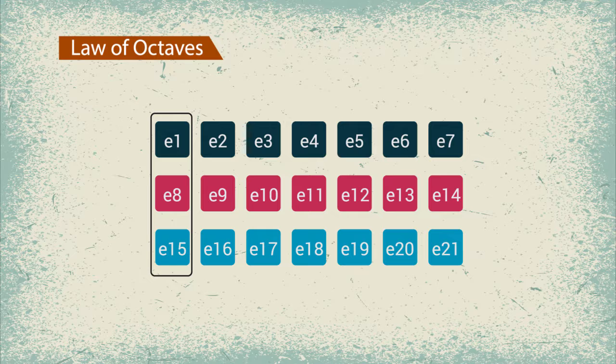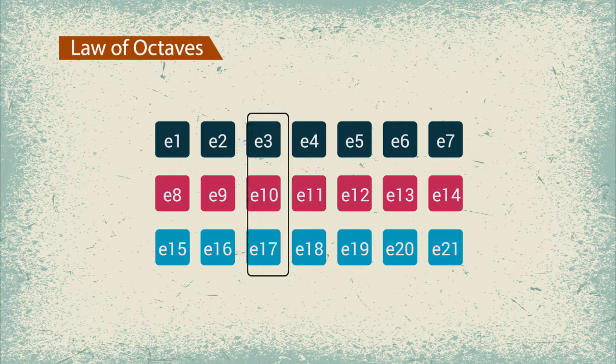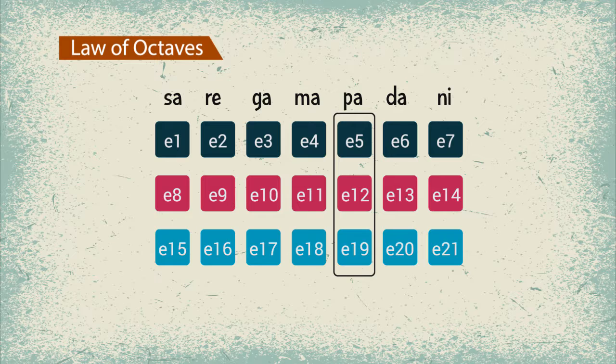That means starting from any one, the properties of every 8th element are repetitions of the properties of first element. It is like the musical notes. The word octaves is used in music. This is the reason for calling this method of classification as law of octaves.